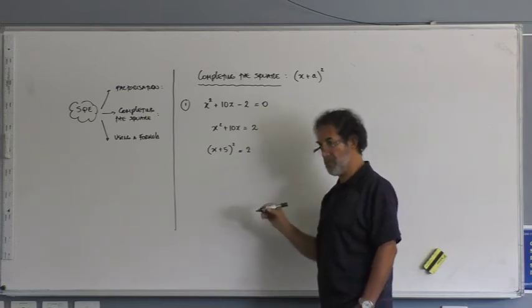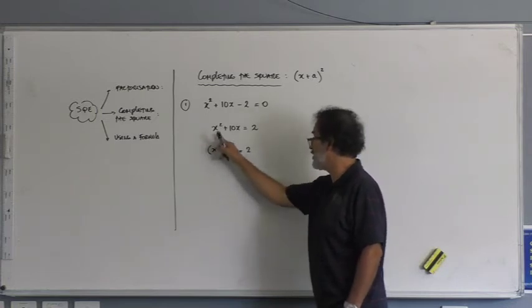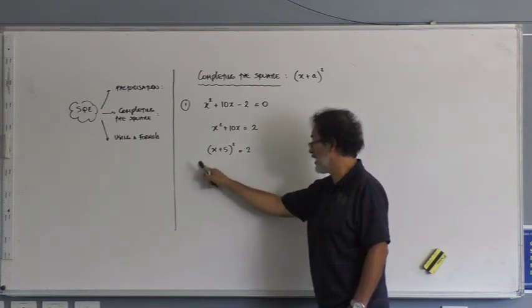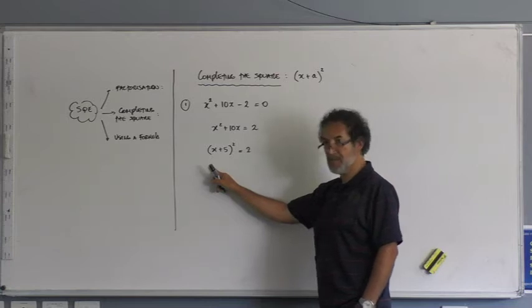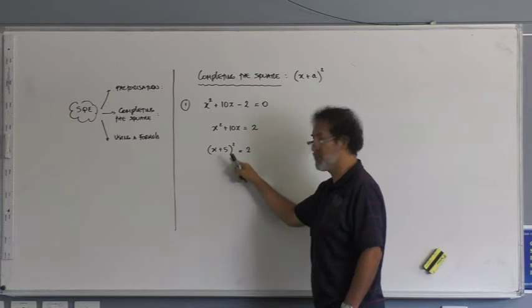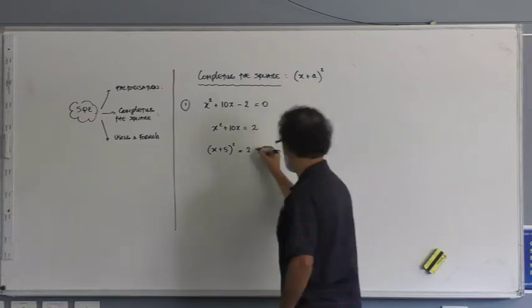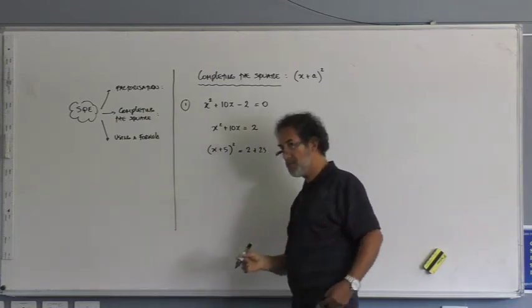But we have a problem, because if you expand this, you're not going to have exactly that. Can you see that if you expand this, then you're going to have x squared plus 10x, but then plus 25? So that means that we have an extra 25 on this side. To compensate for that, we're going to put that on the other side too, and then we keep the balance.